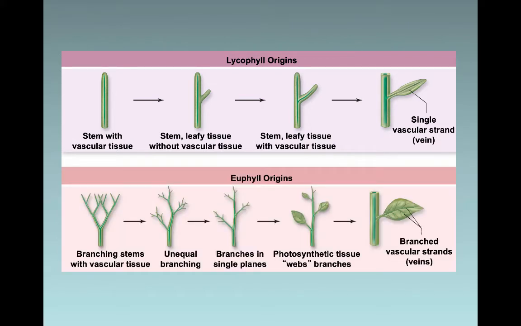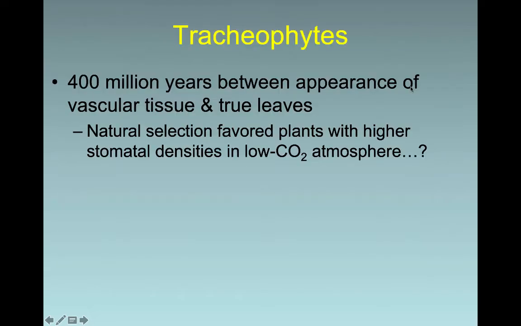Euphylls, on the other hand, have leaves with multiple branching veins. Again, this is more like what we'd imagine today with something like a maple leaf or an oak leaf, or even pines and things like that, where the leaves have multiple branching veins in them, as opposed to just one vein like we see in the lycophylls up top there.